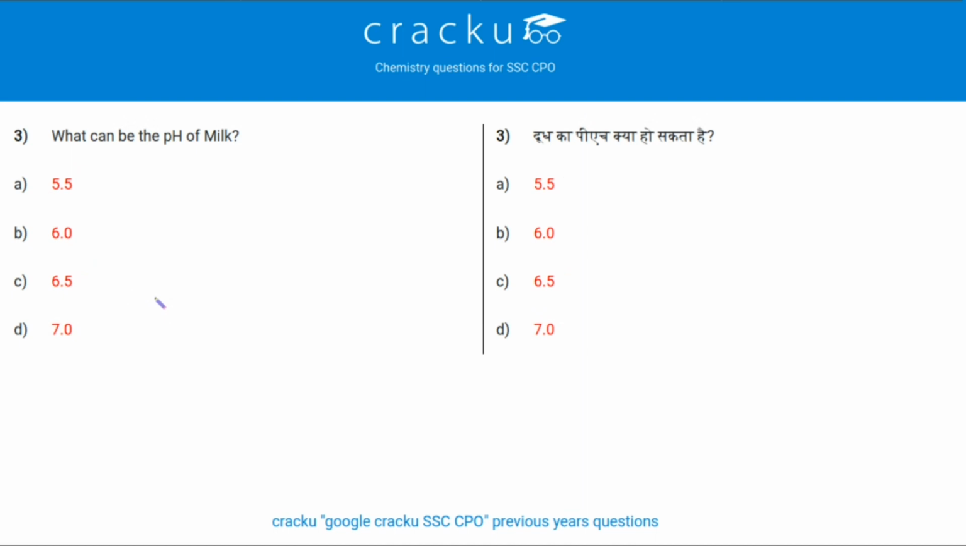Next question. What can be the pH of milk? Okay, the pH of milk ranges from 6.5 to 6.7 and it changes over time, that is obvious. So according to the options, we can say the pH of the milk is 6.5.